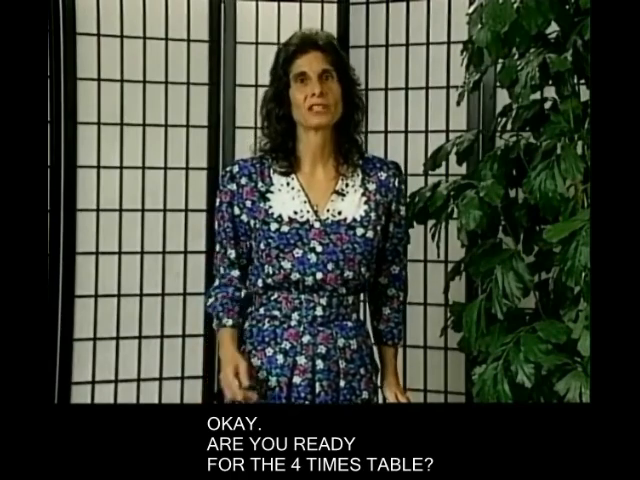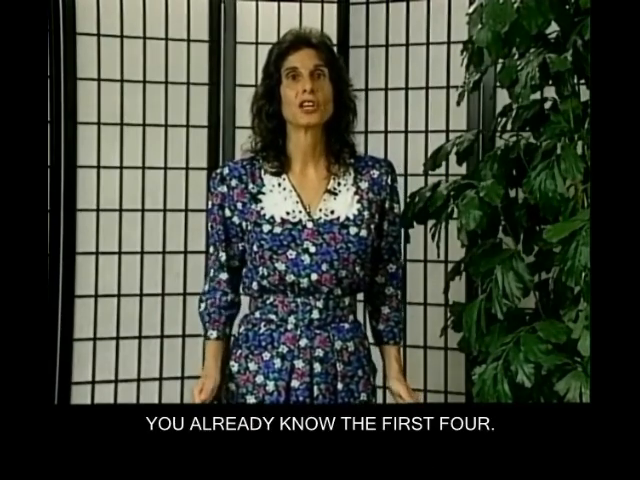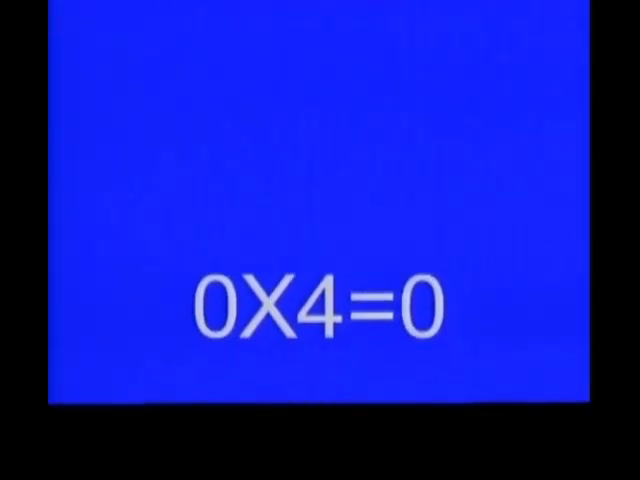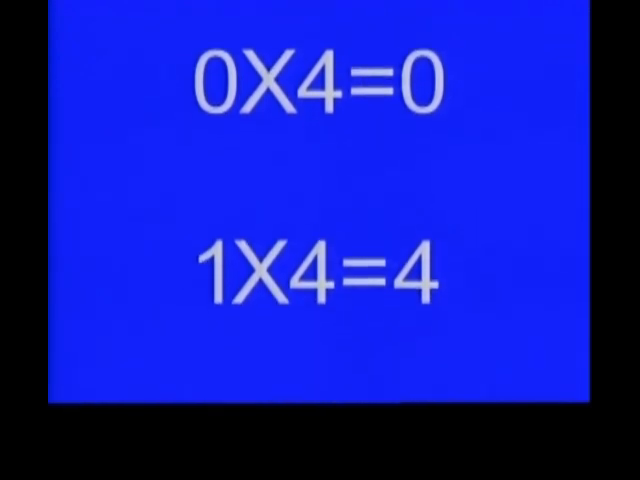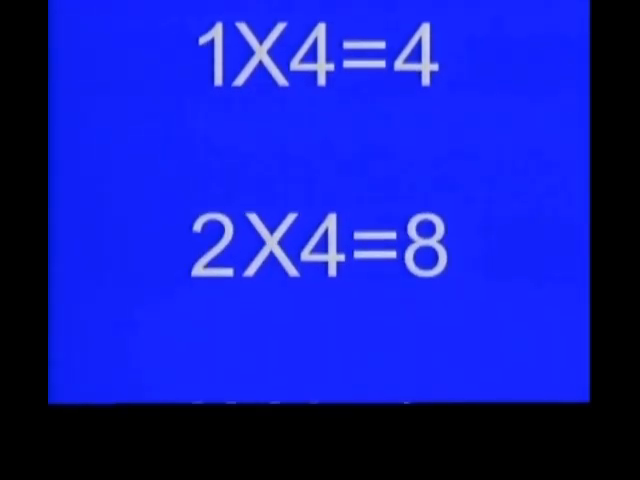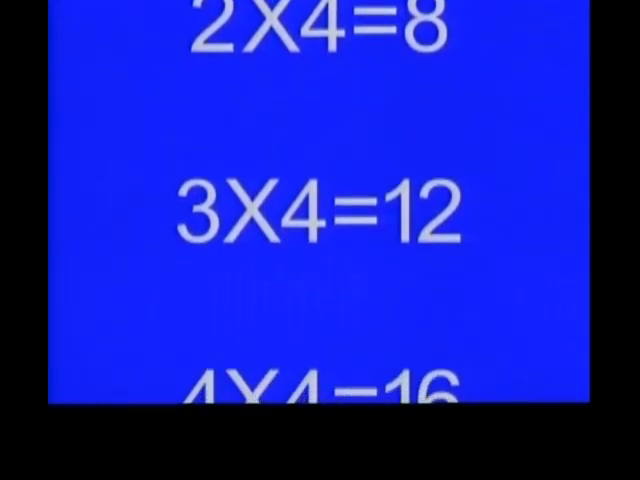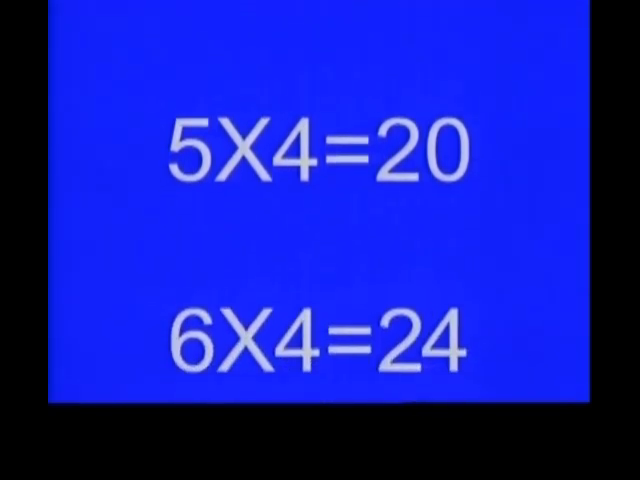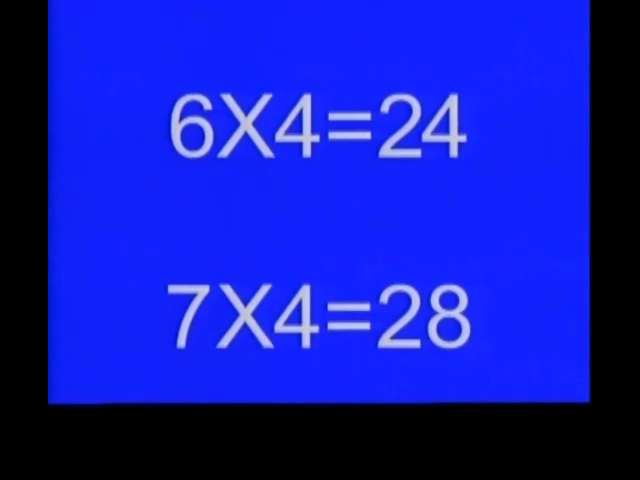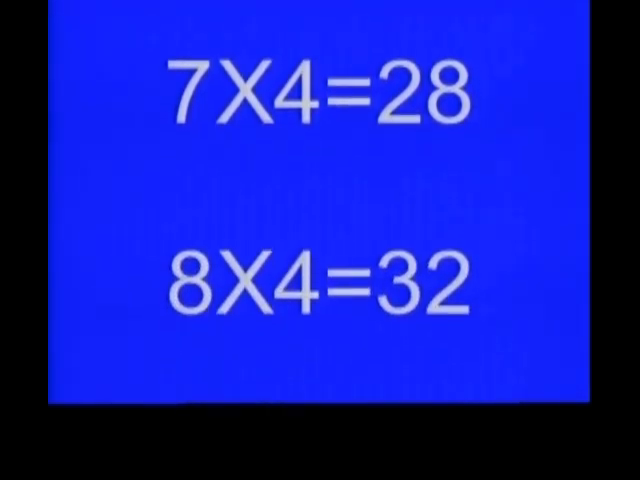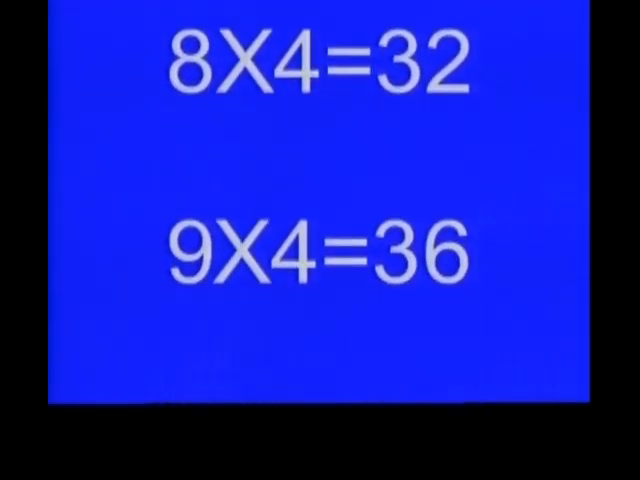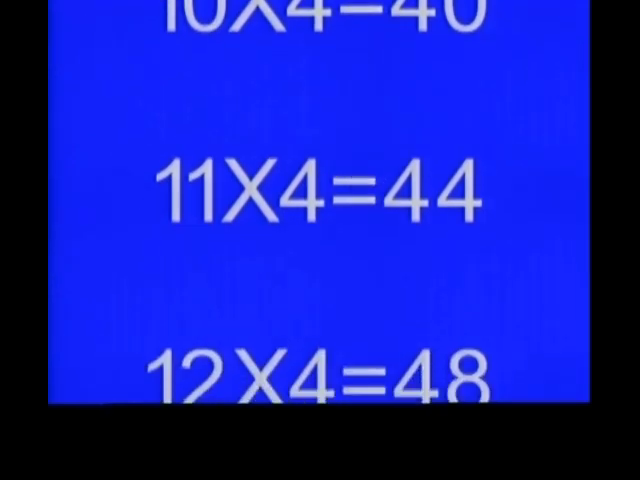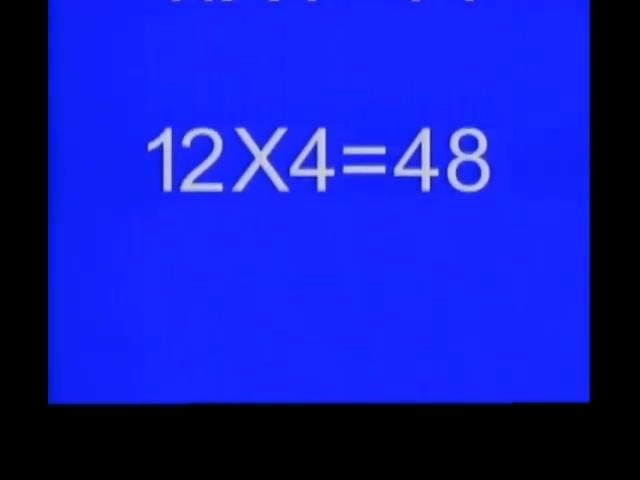Okay, are you ready for the 4 times tables? You already know the first 4. 0 times 4 is 0. 1 times 4 is 4. 2 times 4 is 8. 3 times 4 is 12. 4 times 4 is 16. 5 times 4 is 20. 6 times 4 is 24. 7 times 4 is 28. 8 times 4 is 32. 9 times 4 is 36. 10 times 4 is 40. 11 times 4 is 44. 12 times 4 is 48.